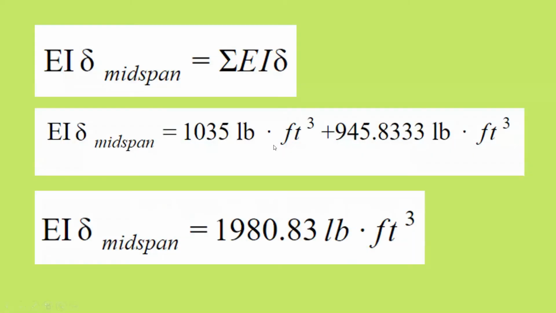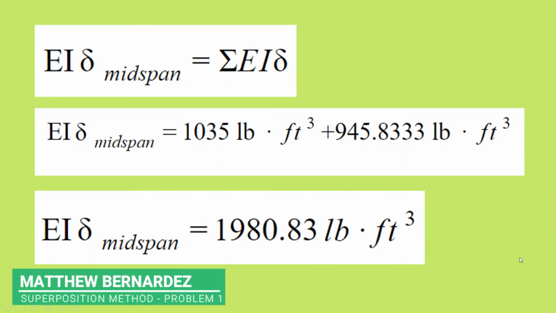And of course, the final step is the summation of EI delta of both concentrated loads. So that will be equivalent to 1035 pound cubic feet plus 945.833 pound cubic feet. That will give us a summation or a total of 1980.83 pound cubic feet. So that's it for my problem.